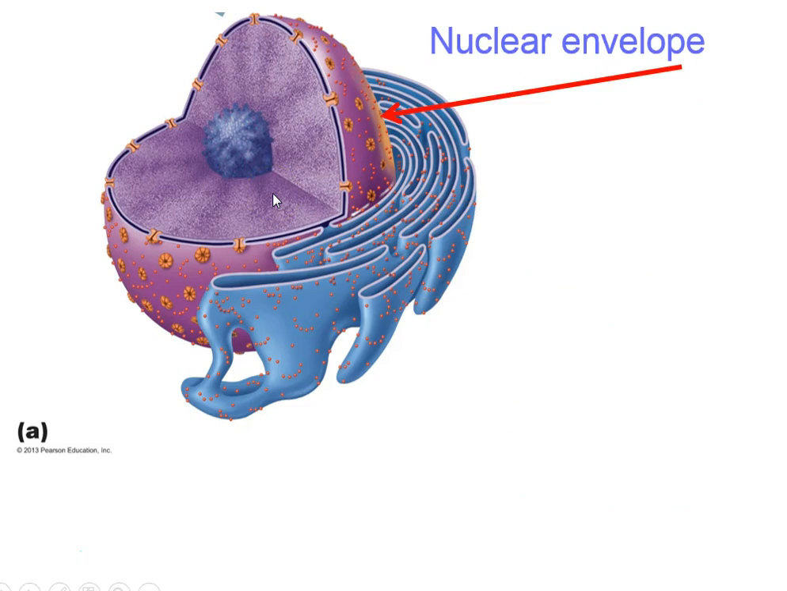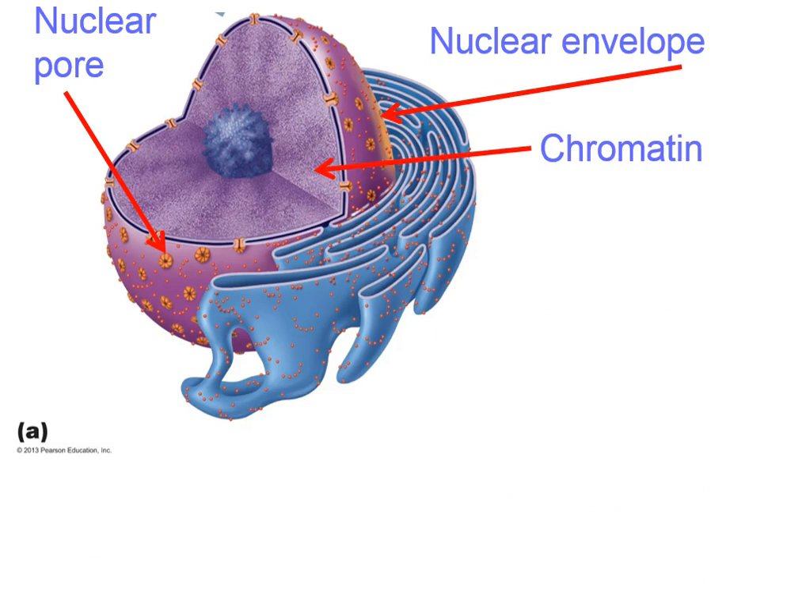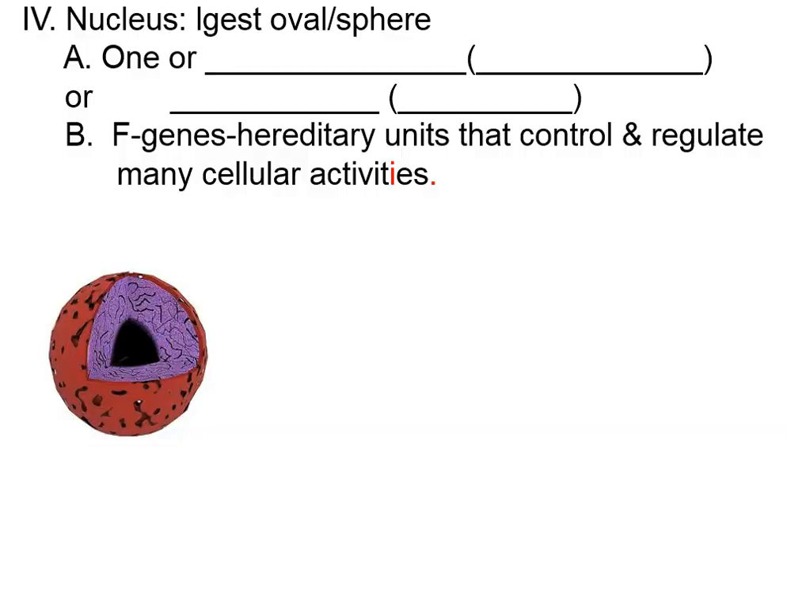So we have the nuclear envelope that's double. We have a nuclear pore, big enough that RNA can go out, small enough that DNA can't. We have the chromatin, where the DNA is found. We have the nucleolus. This is where RNA and ribosomes are made. So let's fill that in on our outline.